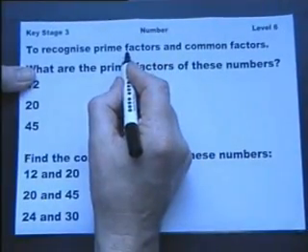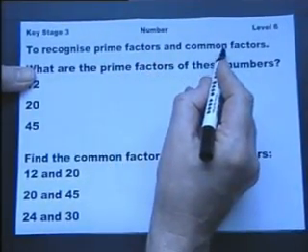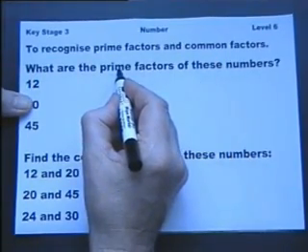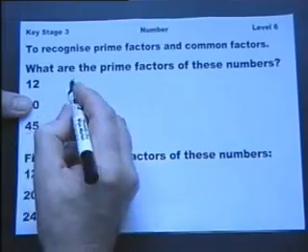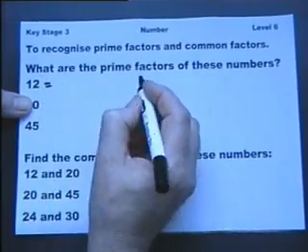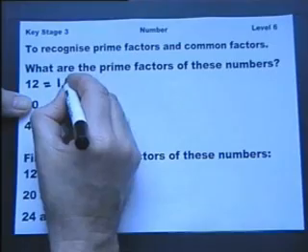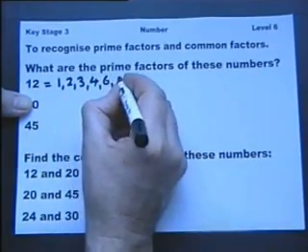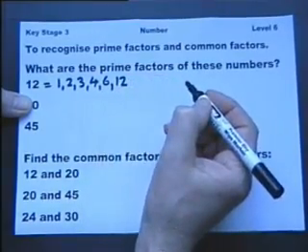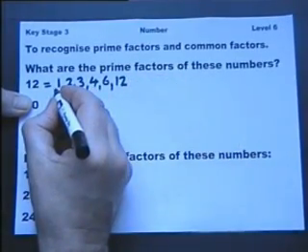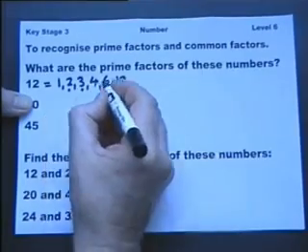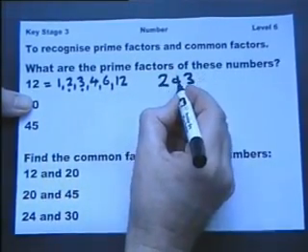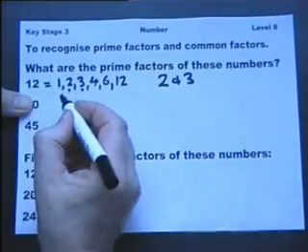To recognise prime factors and common factors. First off, let's look at prime factors. What are the prime factors of these numbers? Well, first off, let's see what the factors are. The factors of 12 are all the numbers that divide exactly into 12 with no remainder. The prime factors are any numbers within that list which are prime numbers. So 2 and 3 are the prime factors of 12.